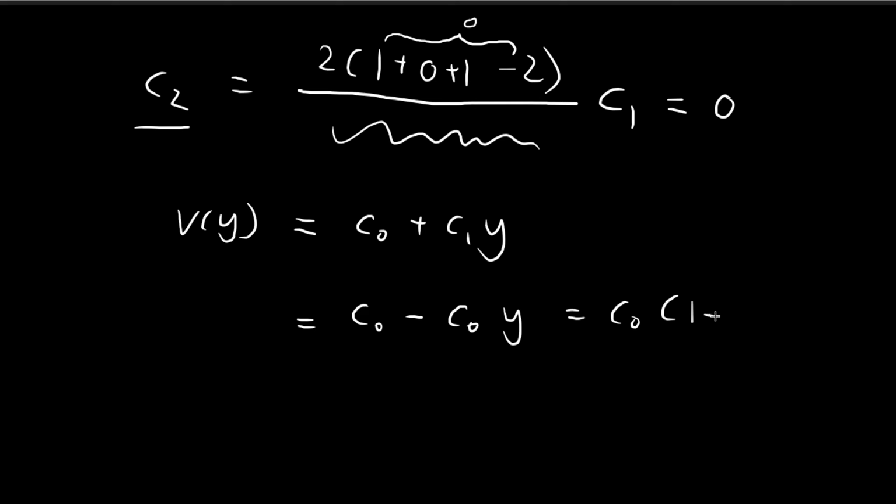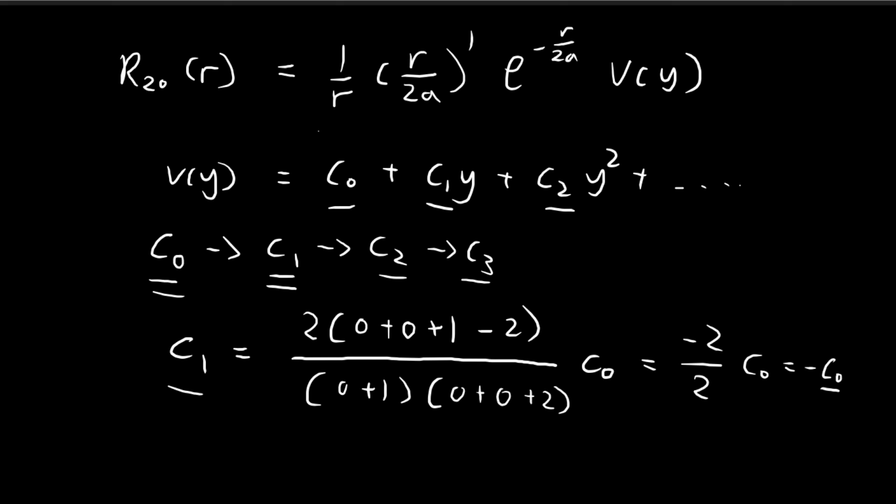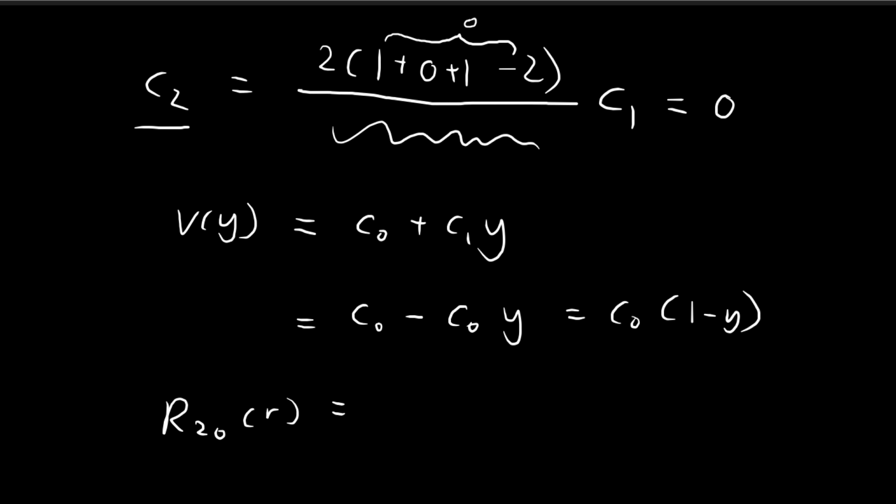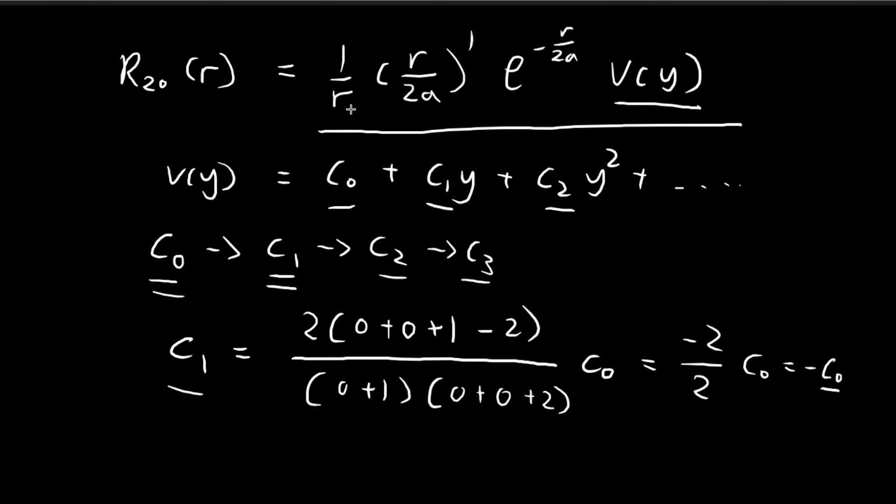So we have C0 times (1 minus y). And so that leads us to the conclusion that R20, R is going to be equal to... So now we can just take this expression and substitute the expression that we had for v of y directly into this expression here.